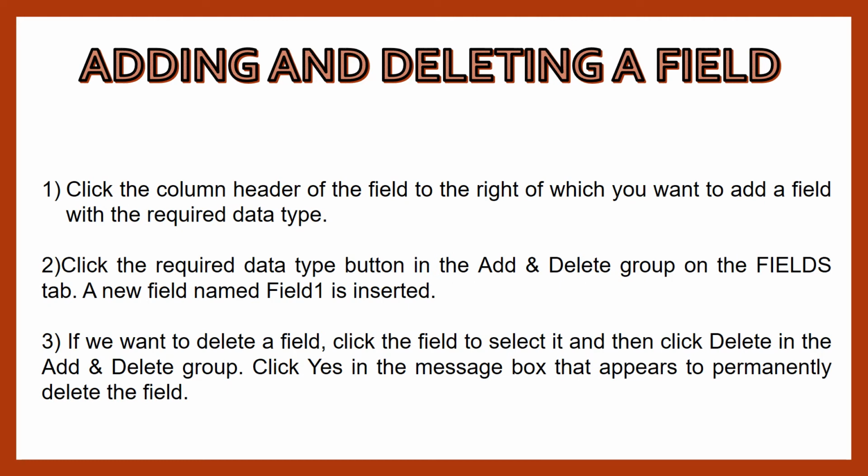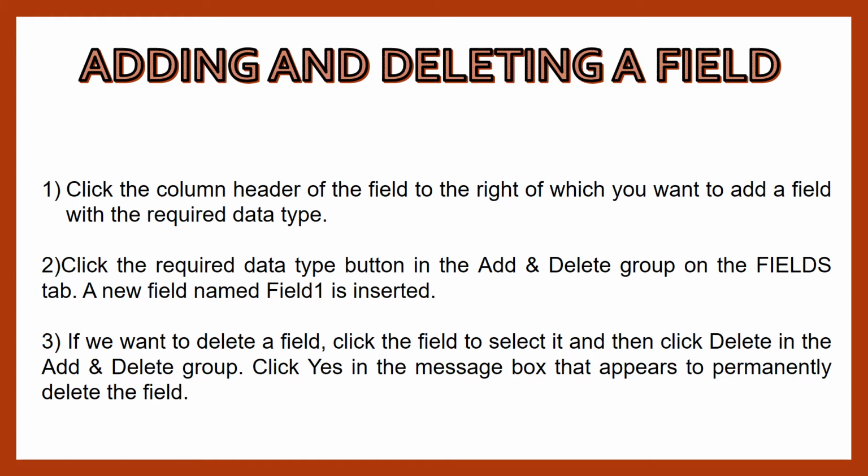Let's start a new topic. Adding and deleting a field. Here are the steps. Firstly, click the column header of the field to the right, of which you want to add a field with the required data type. After that, click the required data type button in the Add or Delete group.